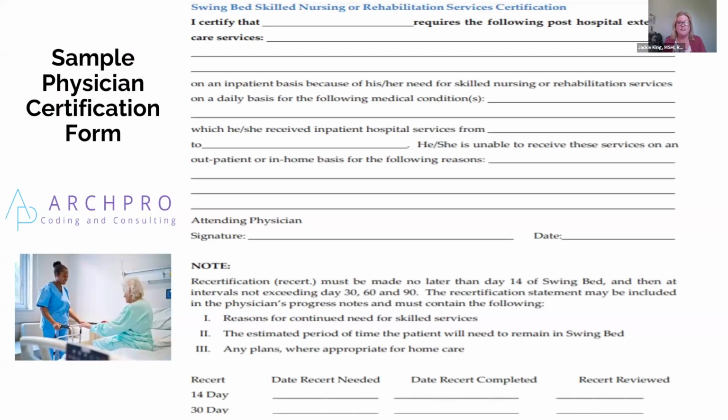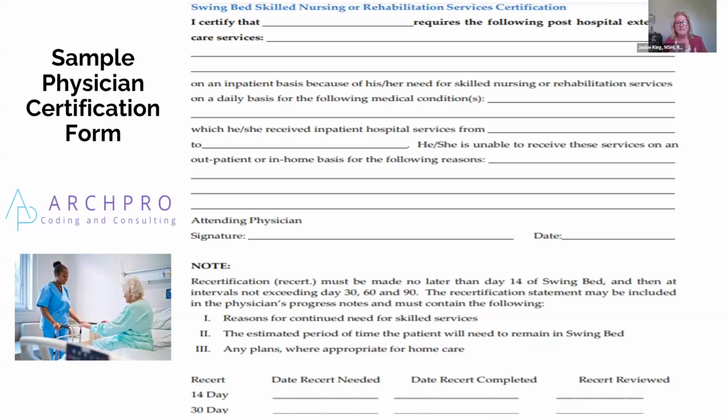Here is a sample certification form, and this is from the Colorado Swing Bed Manual. So thank you, Colorado State Office of Rural Health. And I like the wording. So you can use this wording. It can be in a progress note, an H&P, an order, whatever you like. I just really love this wording and feel like it really shows medical necessity.